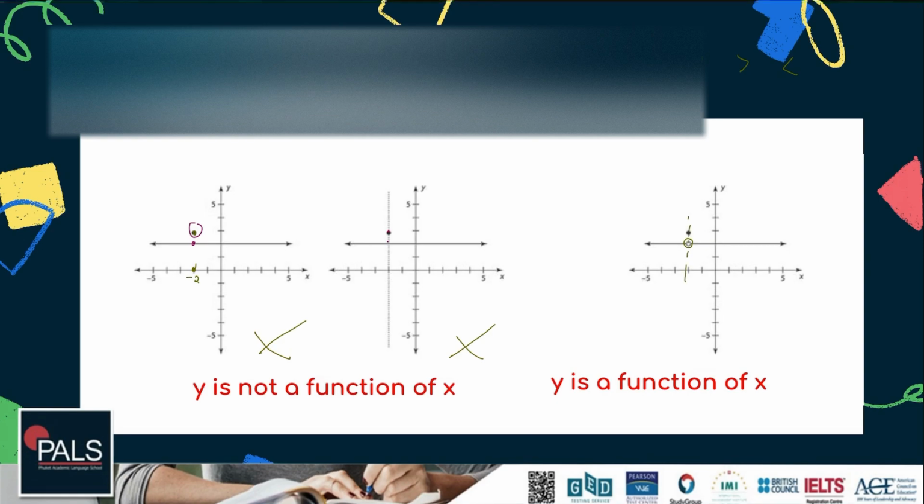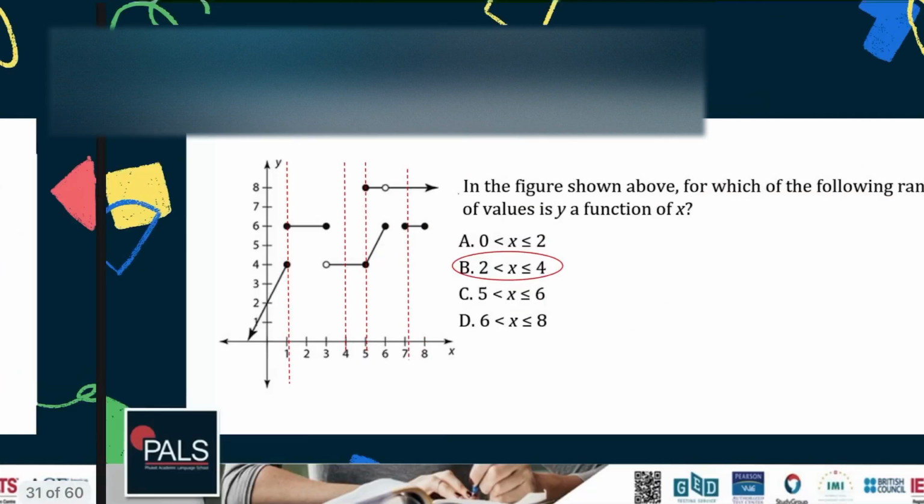So according to this graph, the value of y when x is -2 has just this one point. So for one x, you get one y. So this is a function of x.